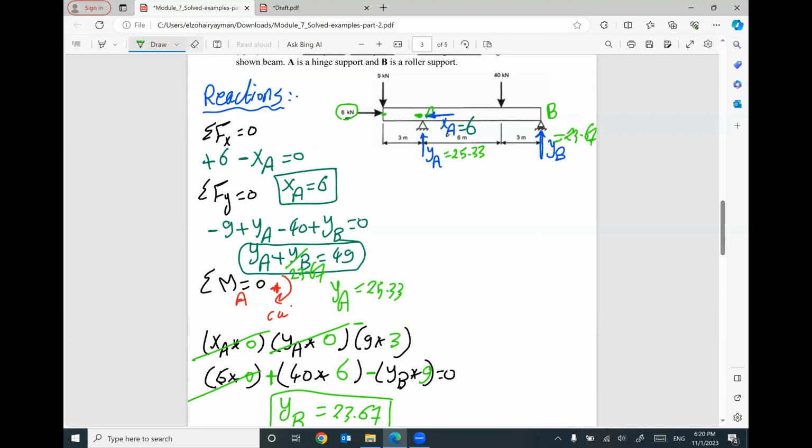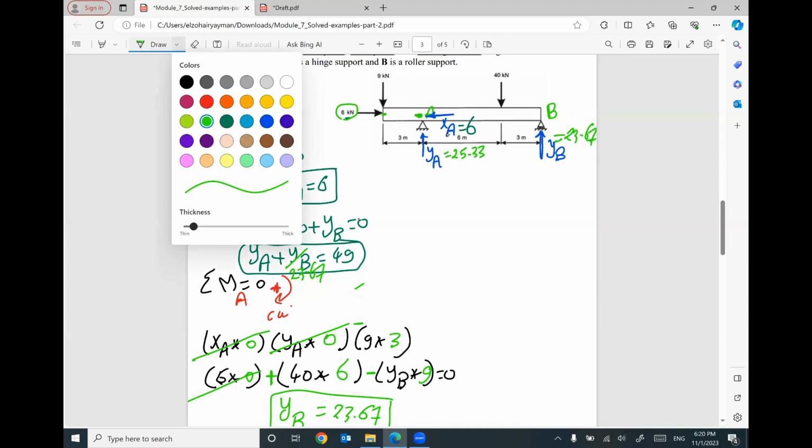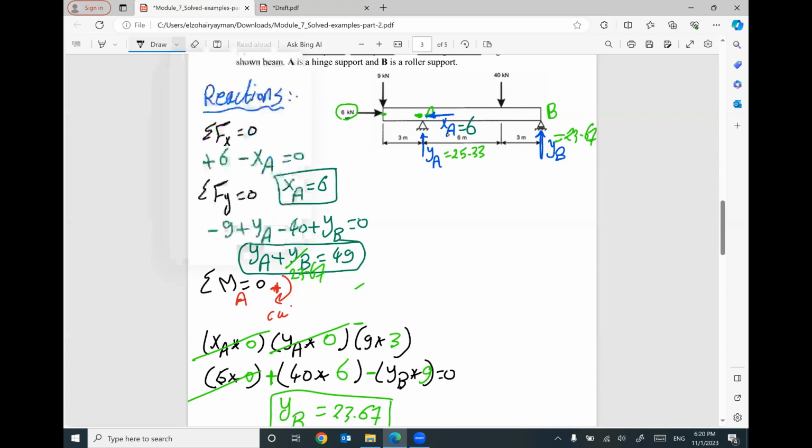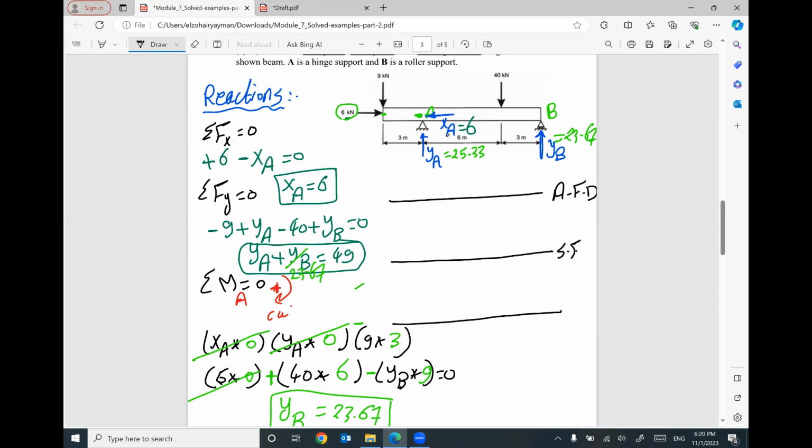Then just clean up. Then I will draw 3 reference lines: one for axial force diagram, one for shear force diagram, and one for bending moment diagram.